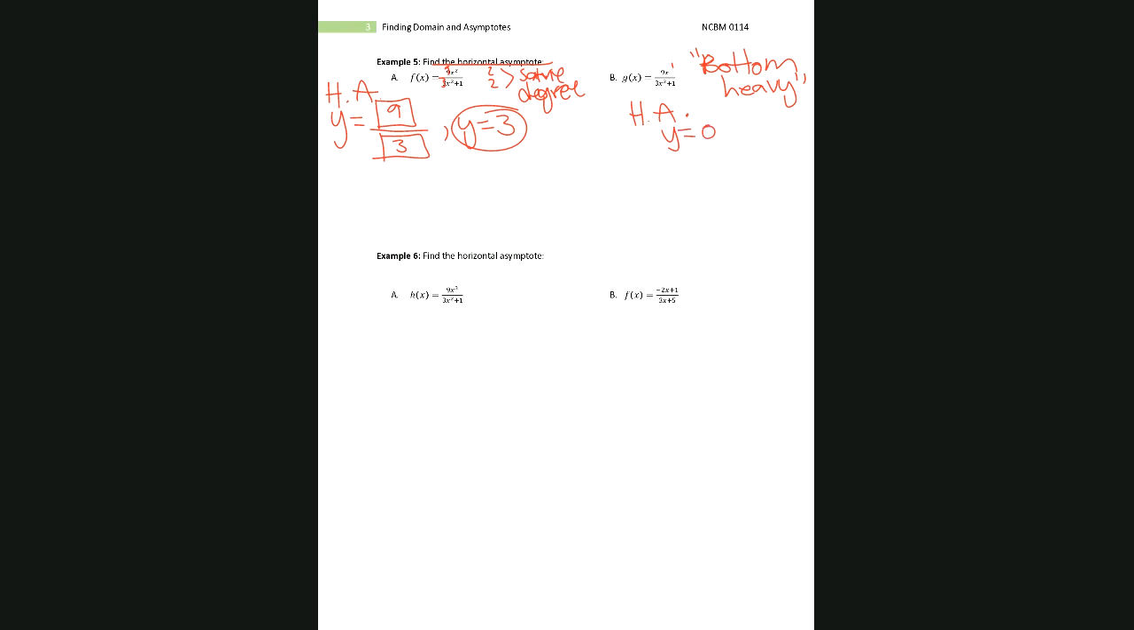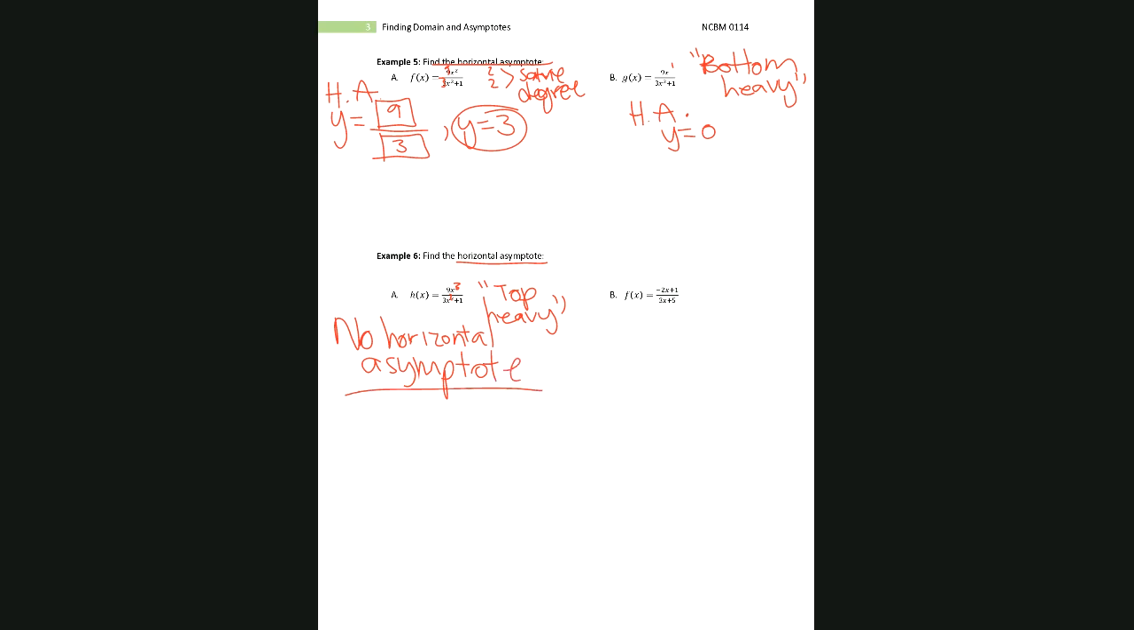So that's easy. Next problem, still, we need to find the horizontal asymptotes. And so right here, we have degree 3 on the top, degree 2 on the bottom. So we refer to this as top heavy. And if you look back at your notes, you will notice that top heavy has no horizontal asymptote. And that's it. That's the answer.